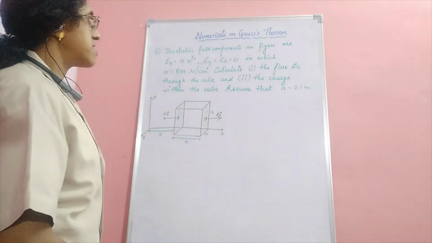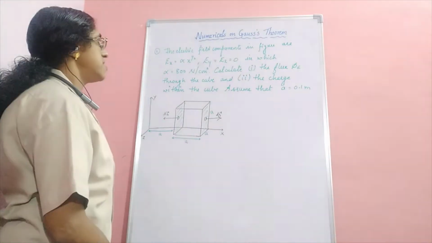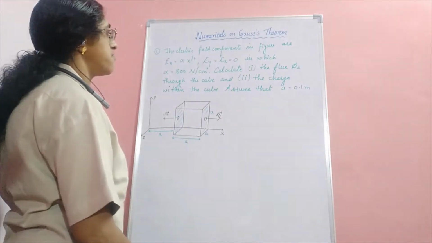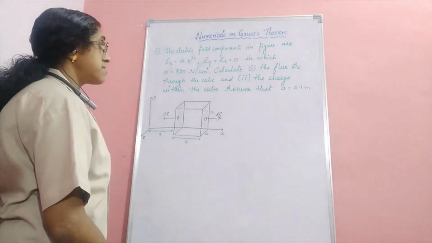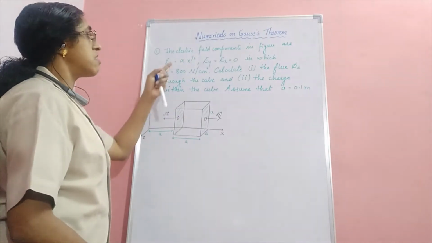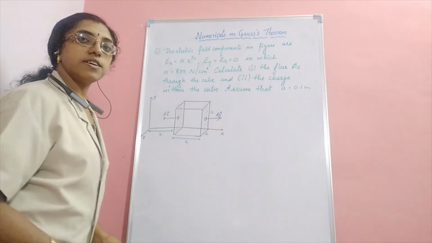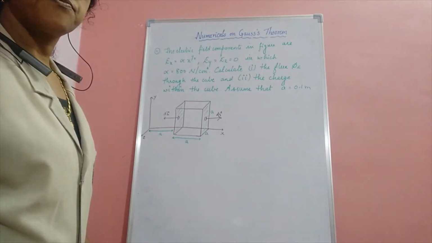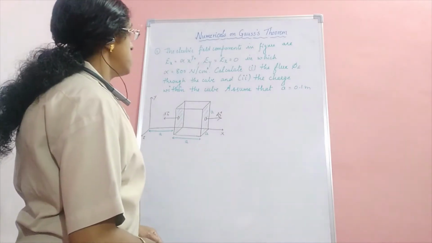The very first numerical is: the electric field components in the figure are given as Ex is equal to alpha x to the power of 1 by 2, Ey is equal to Ez is equal to 0. That means the electric field is present only along the x direction, children. Ey and Ez, along the y and z directions, are 0.